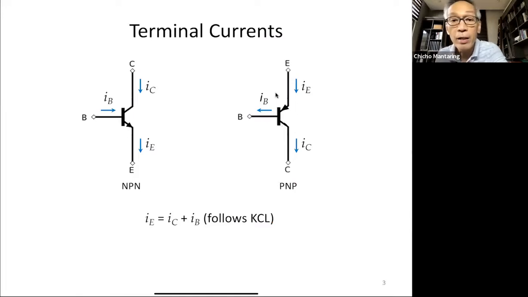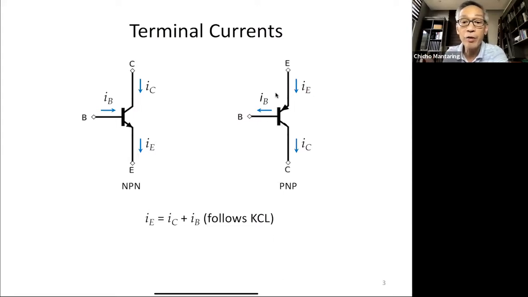Here again, this is still a review of 123. Here are the reference directions for currents for an NPN and a PNP transistor. In your NPN transistor, your base current and your collector current are entering the terminals, and your emitter current is leaving the terminal. In your PNP transistor, it's the opposite. Your base current and your collector current are leaving the terminal, and your emitter current is entering the terminal.